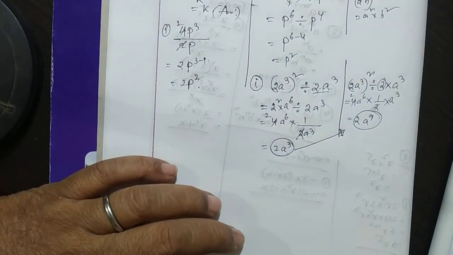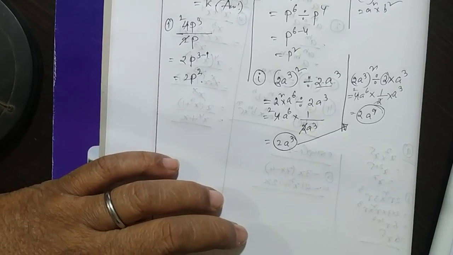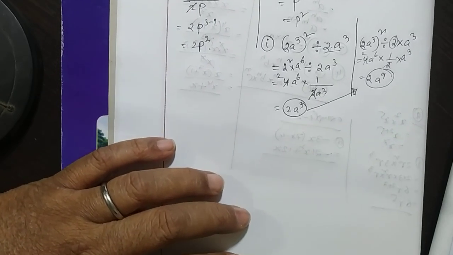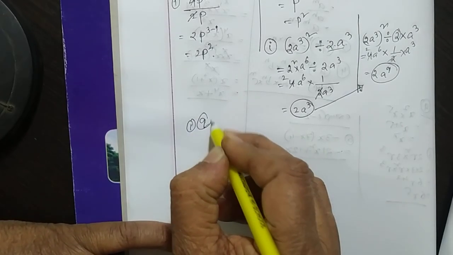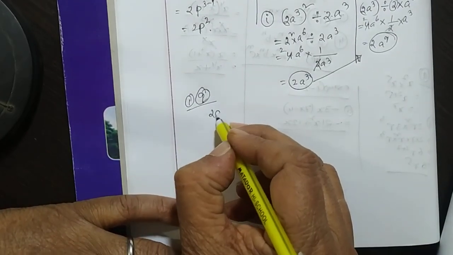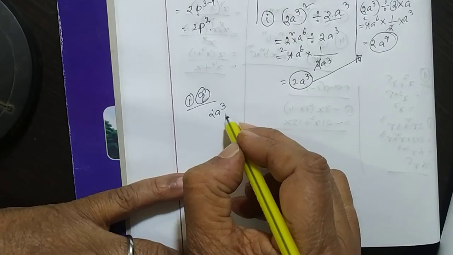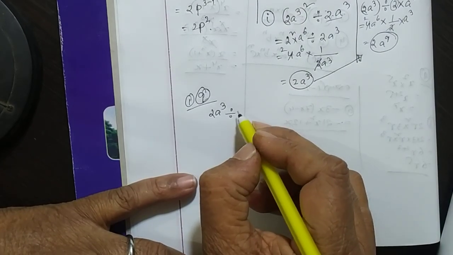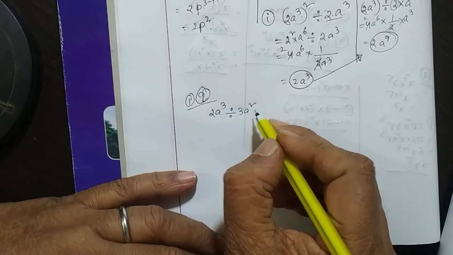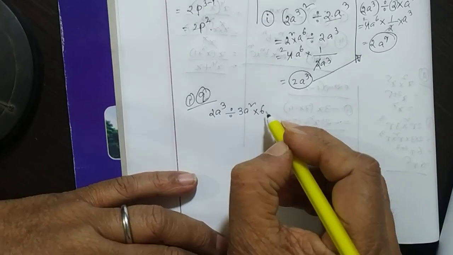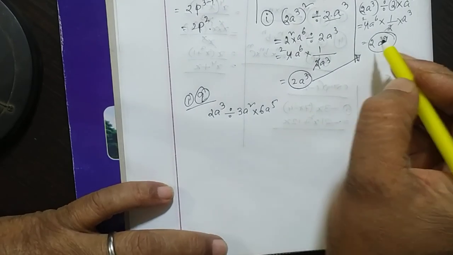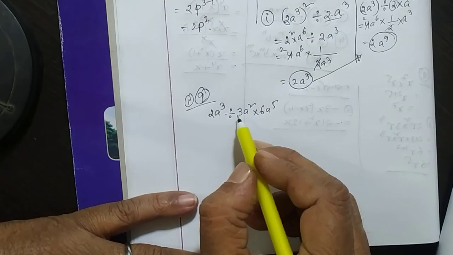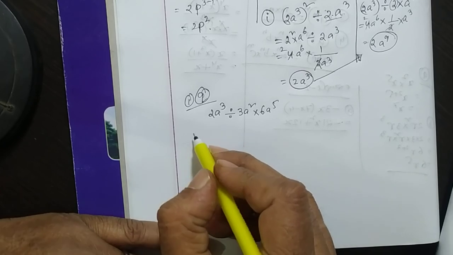I think you are clear now. For more things, go to question number Q, 1Q. Here 2a cube, division 3a square, and then a to the power of 5. Look at what I discussed here. The same type of calculation you will see here.